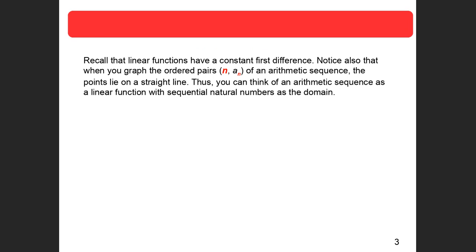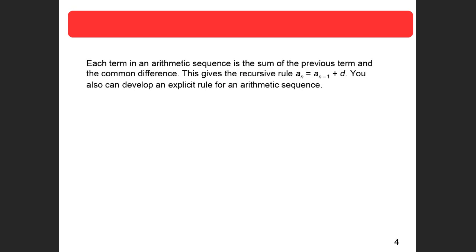Recall that linear functions have a constant first difference. Notice also that when you graph the ordered pairs n, a sub n of an arithmetic sequence, the points lie in a straight line. Thus, you can think of an arithmetic sequence as a linear function with sequential natural numbers as the domain. Each term in an arithmetic sequence is a sum of the previous term and the common difference. This gives us the recursive rule a sub n is equal to a sub n minus 1 plus d. You also can develop an explicit rule for an arithmetic sequence, and tonight you're going to have to be able to do that.